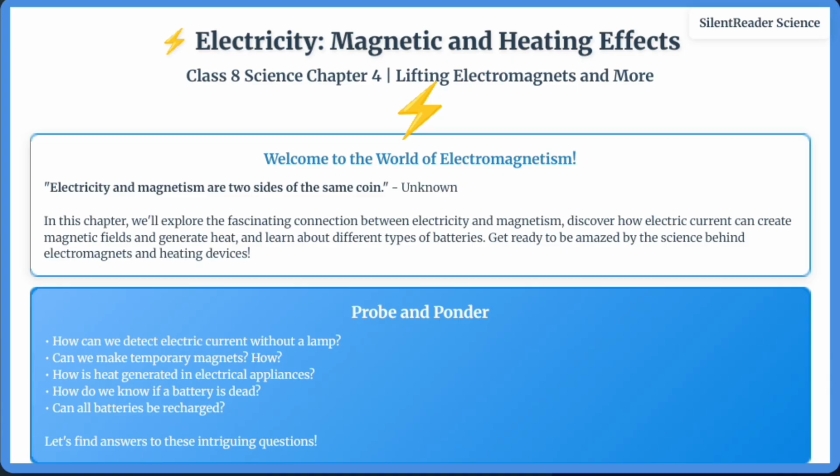We begin with a story about a science exhibition where students are amazed by a lifting electromagnet, an iron nail that becomes magnetic when connected to a battery. This demonstrates the magnetic effect of electric current, which was discovered by Hans Christian Oersted in 1820. We'll recreate his famous experiment, build our own electromagnets, investigate the heating effect of current, and explore how batteries work. Get ready for some shocking discoveries.